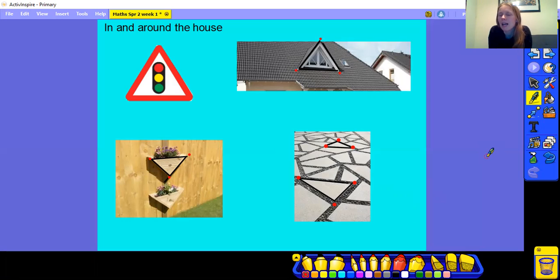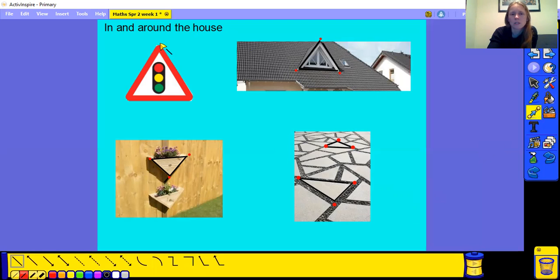Now, let's have a look at the road sign. And this one's quite a tricky one. I wonder if you spotted the triangle. Now, if we have a look on the outside of the triangle, it doesn't have those pointy corners. So it can't be a triangle. A triangle has pointy corners where the sides meet. These corners are not pointy.